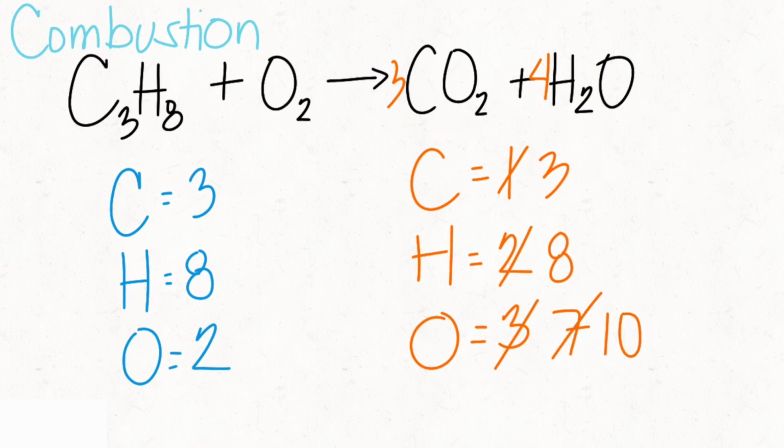Now, as you can see, carbon and hydrogen for both product and reactant are already the same. The only problem that we have right now is oxygen. For the reactant, we have 2, and for the product, we have 10. So we need to think of a number that if we multiply it to the subscript of oxygen in the reactant, which is 2, we will have 10. If we multiply it by 5, we will have 10. Now the equation is already balanced.